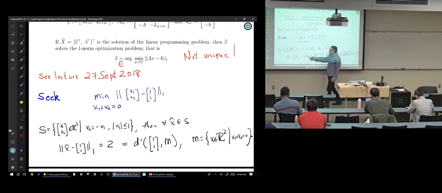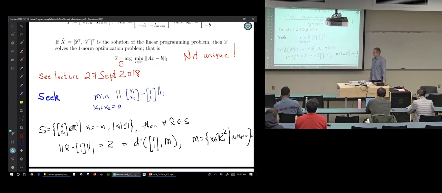And then you can check that all points x1, x2 satisfying x2 equals minus x1 and the absolute value of x1 is less than or equal to 1, every single point satisfies that the 1 norm of that is 2, and that's the smallest value. And if you go back to the posted lecture notes, all of the details of doing that calculation are given there, okay? So, not unique. That's the main thing here.